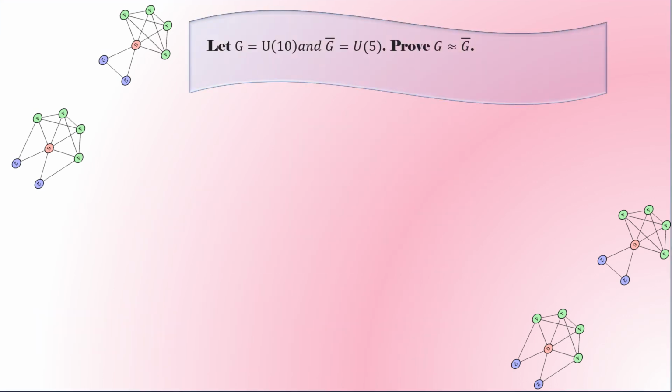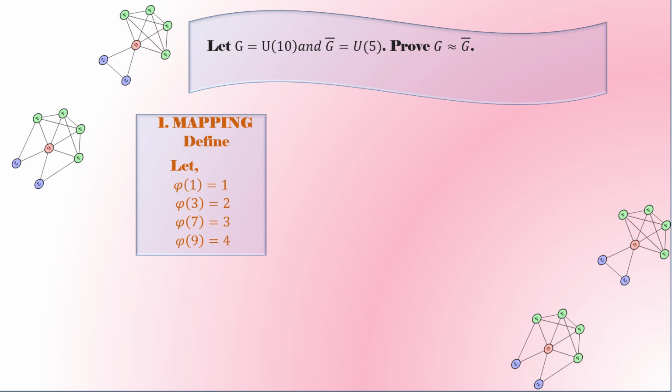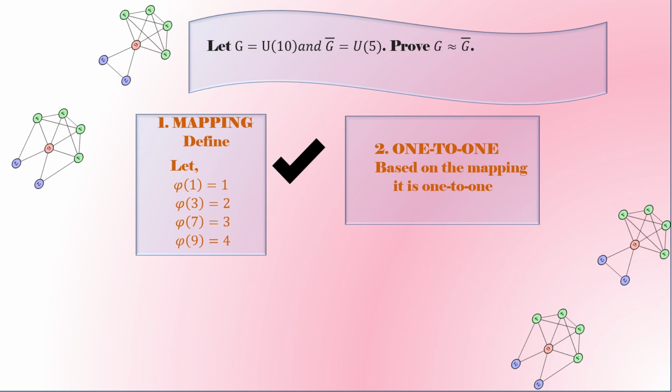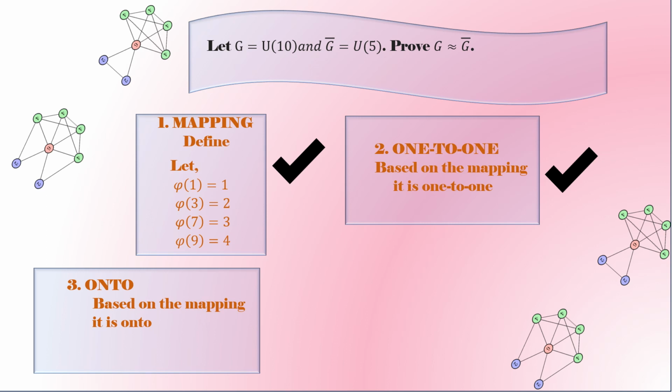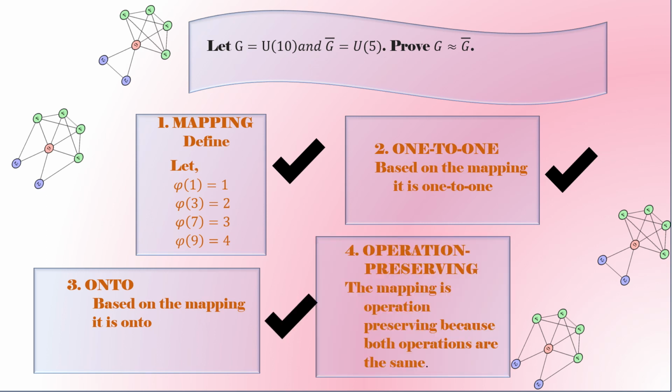Now, let's prove that G is isomorphic to G bar. First, mapping. Let phi of 1 be equal to 1, phi of 3 equal to 2, phi of 7 equal to 3, and phi of 9 equal to 4. Second, one-to-one. Based on the mapping, it is one-to-one. Third, onto. Based on the mapping, it is onto. Fourth, operation preserving. The mapping is operation preserving because both operations are the same.